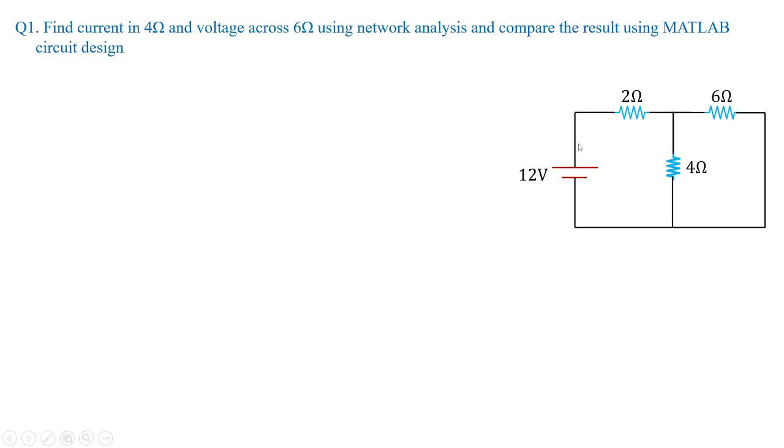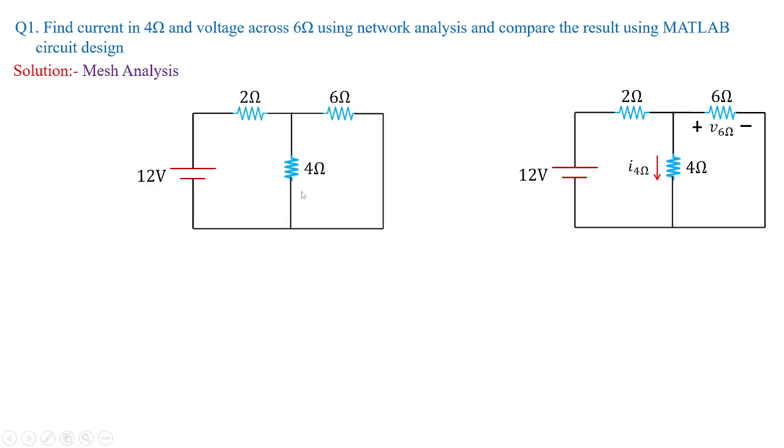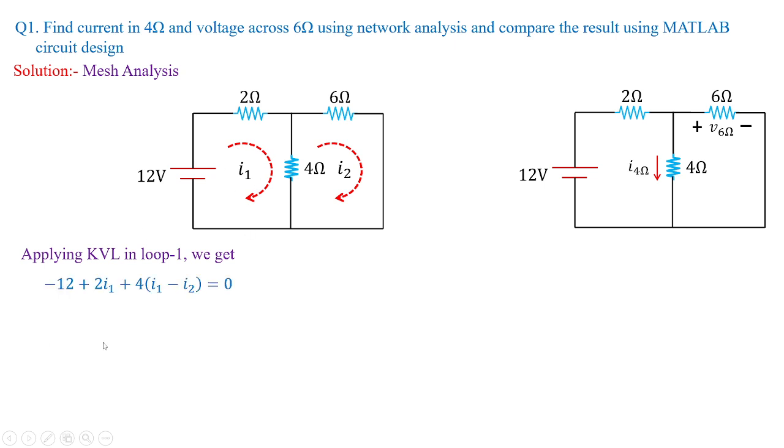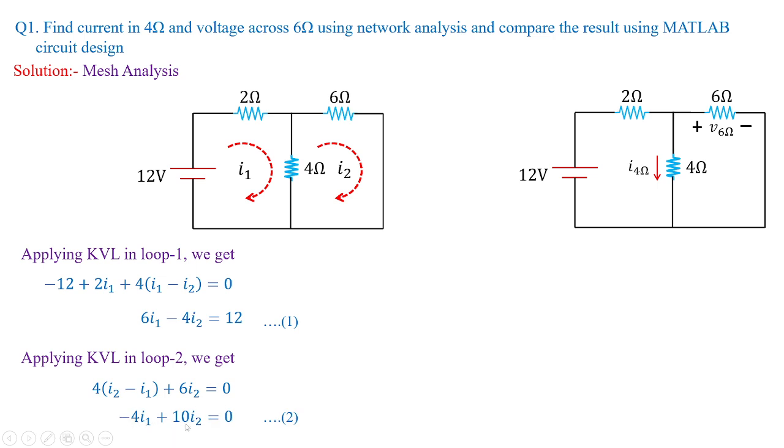Whenever we get this kind of circuit where we need to find the value of current or voltage, we take the help of mesh analysis, node analysis, network theorems, or any network reduction technique. If you solve this problem using mesh analysis, you imagine two loop currents in clockwise direction, I1 and I2, and apply KVL to loop 1. We get the equation minus 12 plus 2 I1 plus 4 (I1 minus I2) equal to 0, which leads to the standard equation 6I1 minus 4I2 equal to 12, equation 1. Applying KVL to loop 2, we get another equation, minus 4I1 plus 10I2 equal to 0.